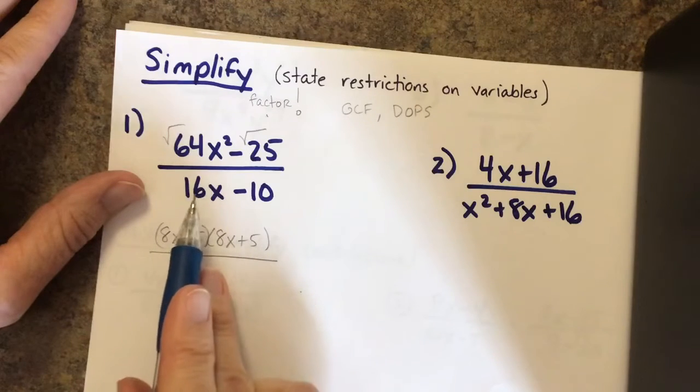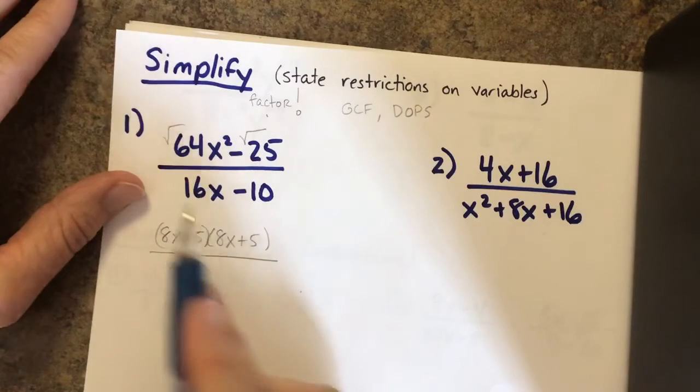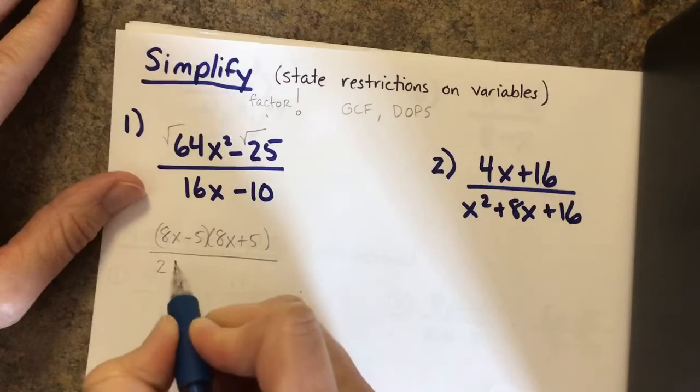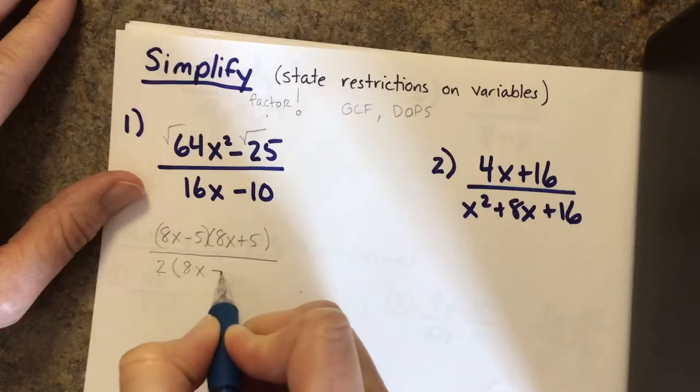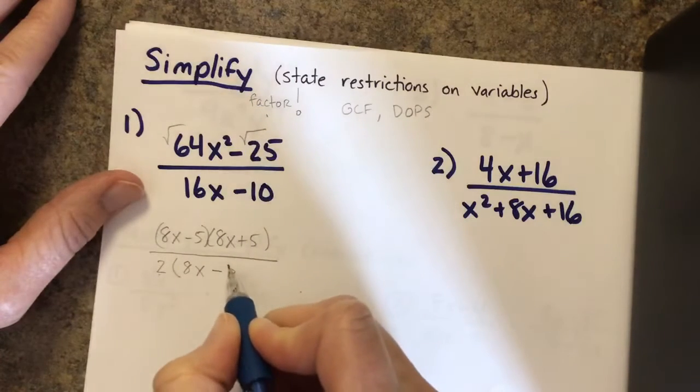Is it just a 2? Every even number has a 2. I think so. 2. And then you get 16 divided by 2, 8x, minus 10 divided by 2, 5.